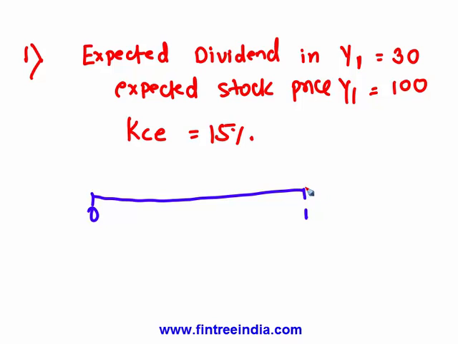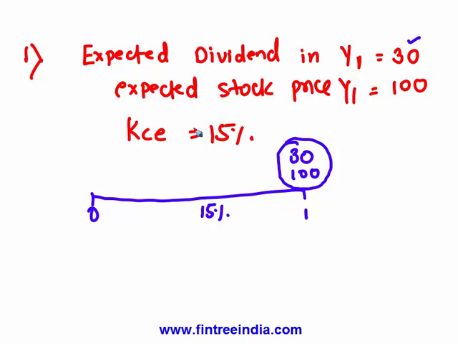We are looking at receiving two cash flows here. One, we are going to receive a dividend of 30 and we will sell the stock and that would get us a cash flow of 100. So total cash flow that's coming to us 1 year from now is 130. And this cash flow we have to discount backwards at the rate of 15%.